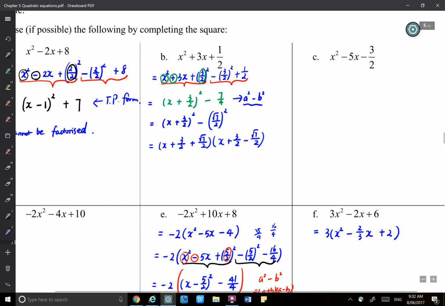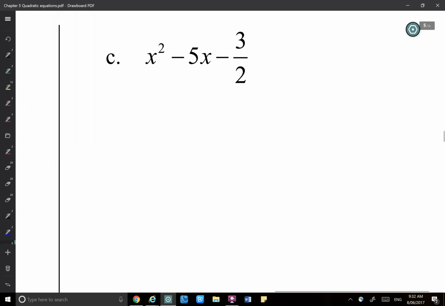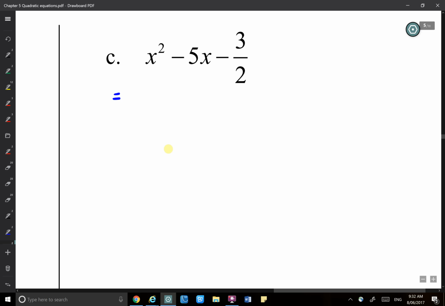Okay, complete the square. C. Okay, let's have a look at C. So first we see if we have a single x squared, and yes, we have a single x squared. So I can directly start completing the square.